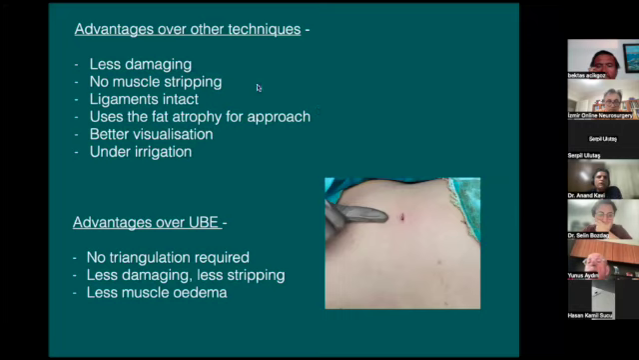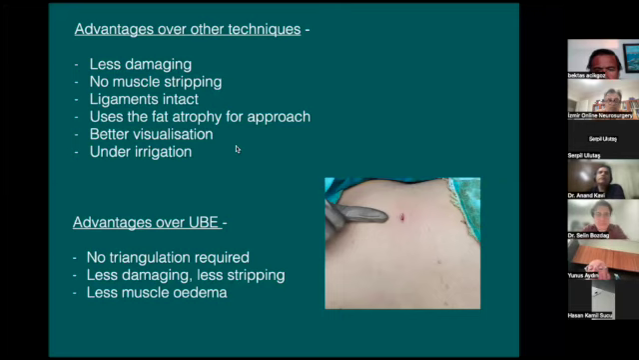Now, what are the advantages? Definitely, it is less damaging, no muscle stripping, the interlaminar ligaments, the interspinous ligaments remain intact. We use the fat atrophy for this approach. It gives excellent visualization, and these surgeries are done under irrigation.